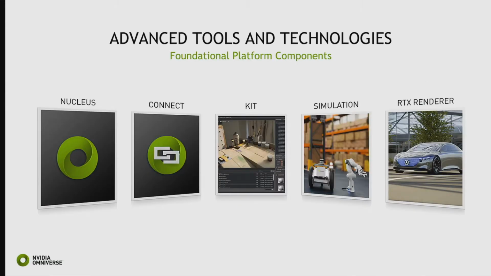And so what is the platform as a whole? The easiest way to think of this is there are 5 components that make up the platform. On the left side, we start with Nucleus. Nucleus is the brains of the operation. This is the thing that's constantly communicating between the various sources of truth, software like Revit, Rhino, 3ds Max, simulation software, etc. And then the next one is Connect.